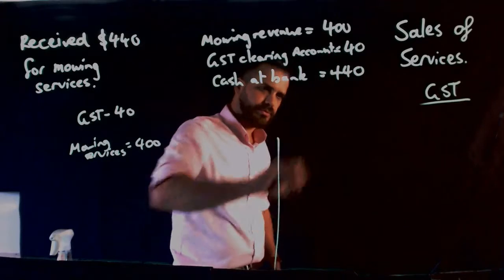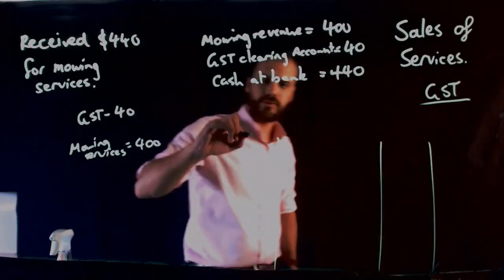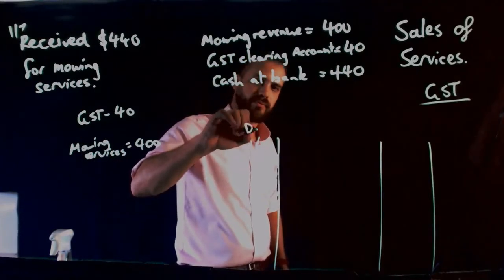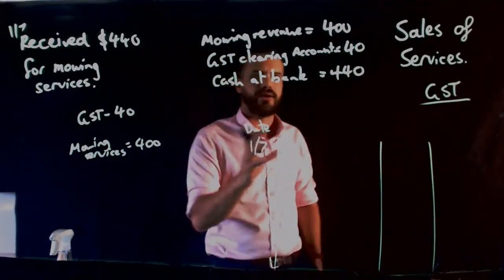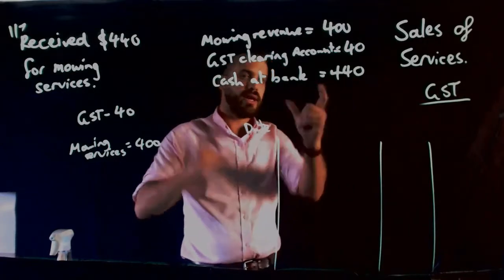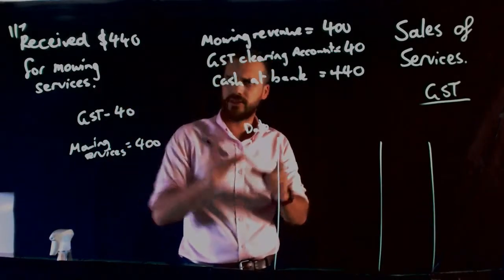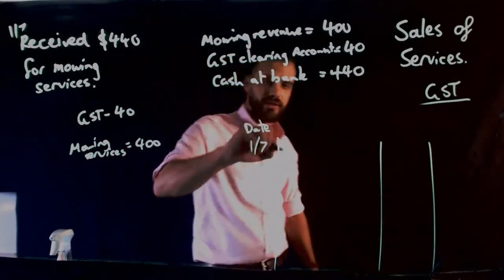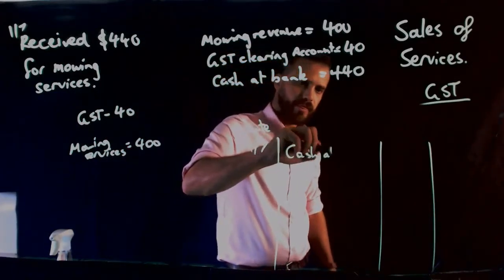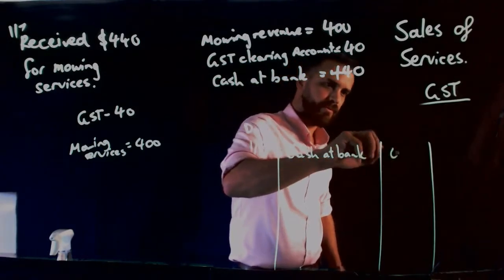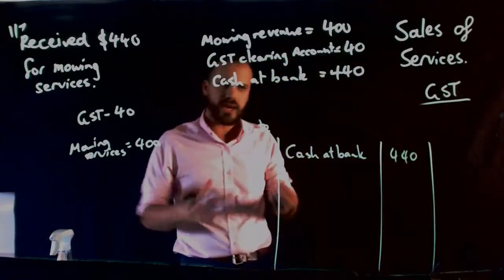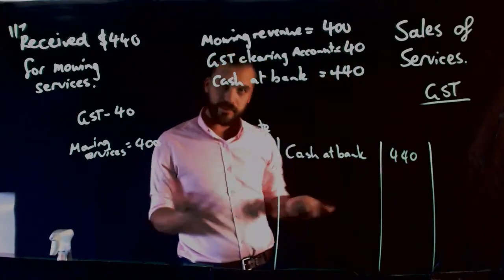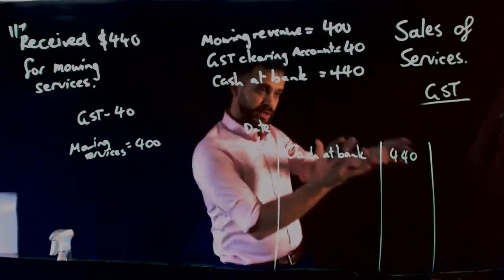Journal. I don't know, it needs a date. Now, cash at bank went down. Oh, wait, did it go down? No. Received $440. Cash at bank went up. Great. So, if cash at bank went up, and it's $440, and the other two add up to $440, therefore they go on the other side.